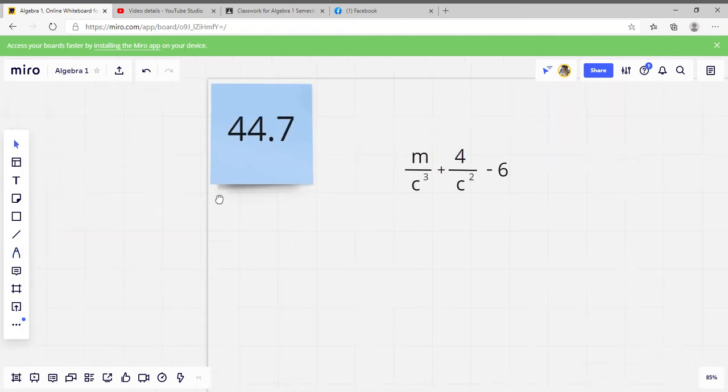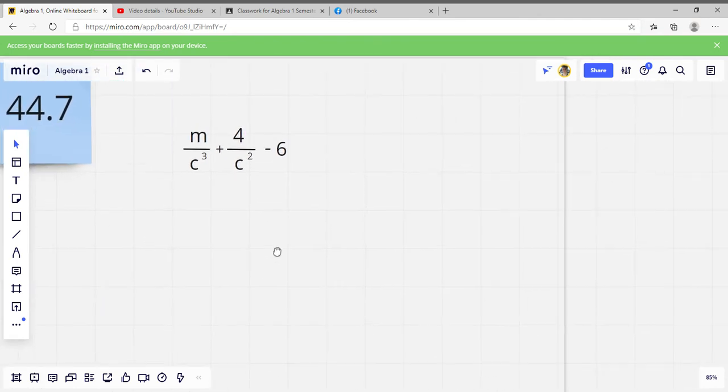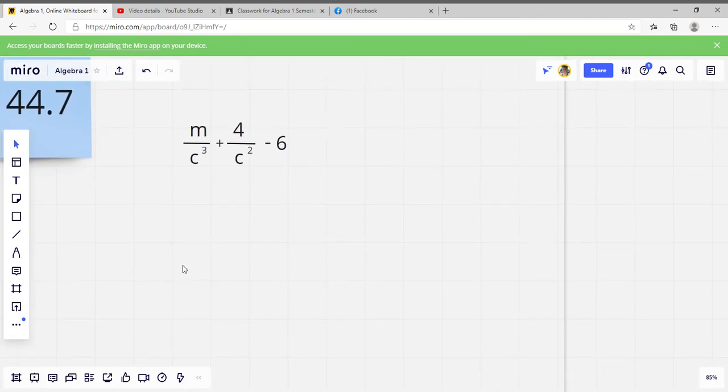All right, 44.7. All right, on this one, the first thing I'm going to do is put that over 1. So everything's in fraction form.